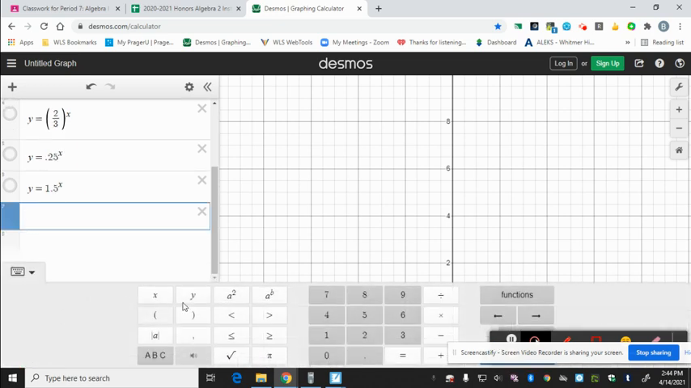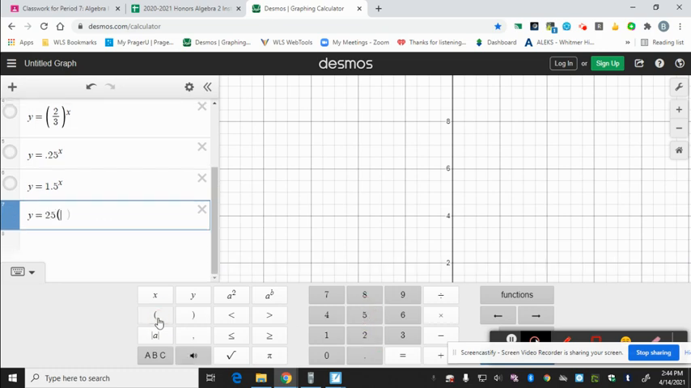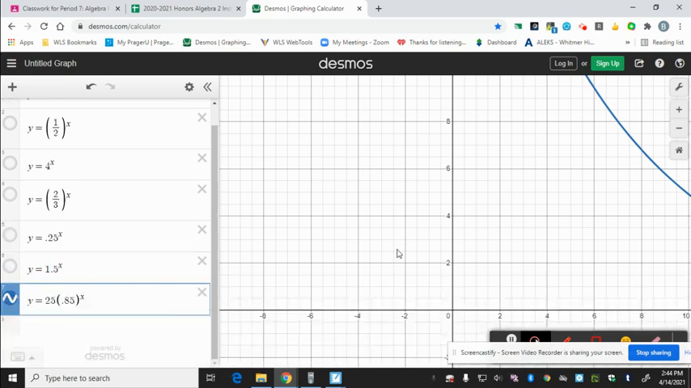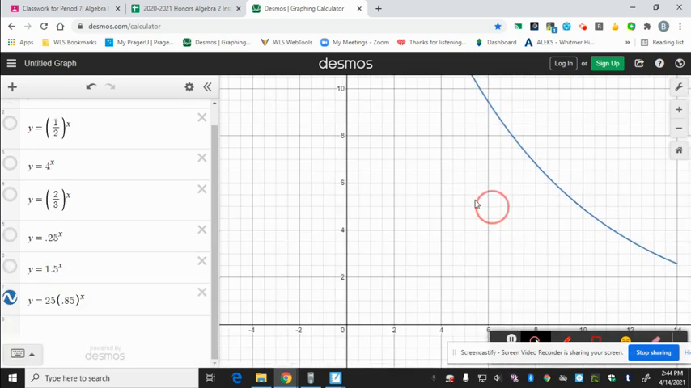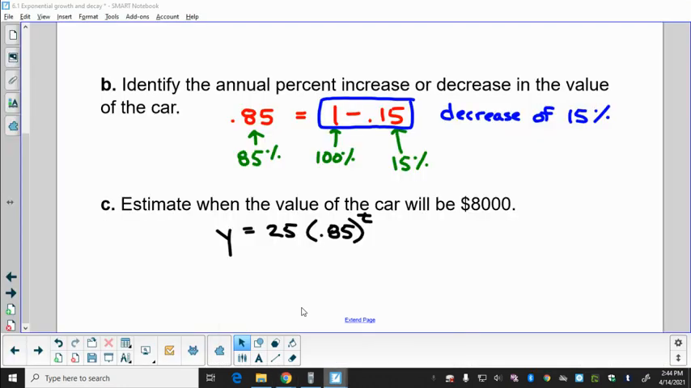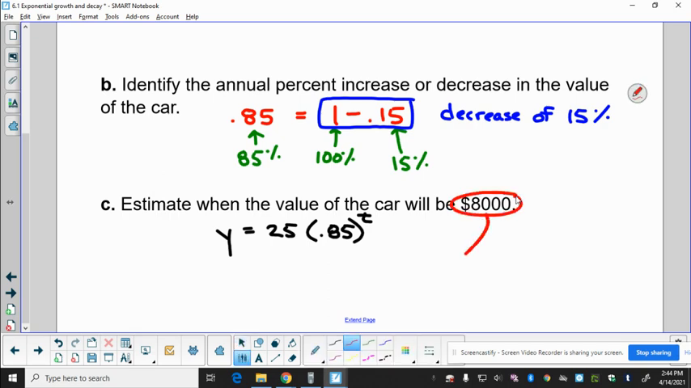Okay, here we go. Let's put it in here. Y equals 25, which means 25,000, times 0.85, which means there's 85% of this vehicle remaining every year, to the X power. Okay, now let's look at this carefully. So I'm going to go back to the presentation. $8,000 is what we're looking at. That is Y. So let's make sure everybody understands that. $8,000 is Y. I'm going to make a note of that. That's the total value of the car.